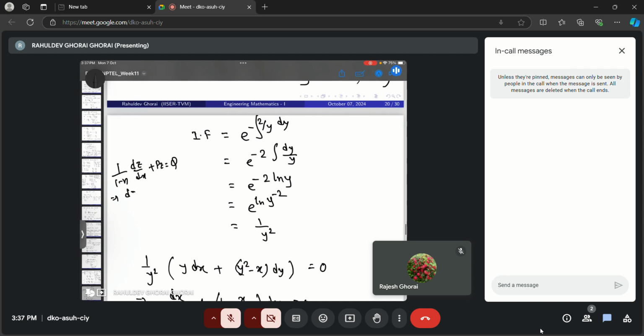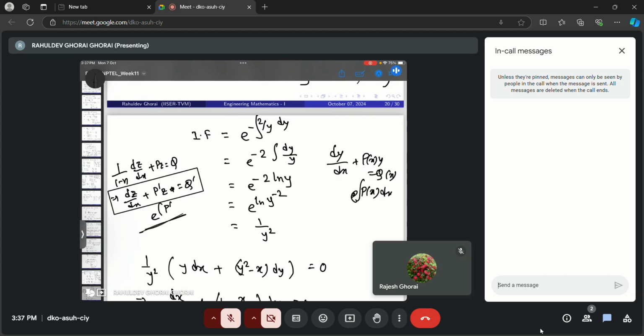That implies dz dx plus p prime z is equal to q prime, since 1 minus n is a constant anyway. So the integrating factor will be e to the power integral of p prime. So now it becomes easy. This is a well known form, right? When you have dy dx plus px times y is equal to qx, then the integrating factor will be e to the power integral of px, and we all know how to get the solution. Already we have discussed, right?